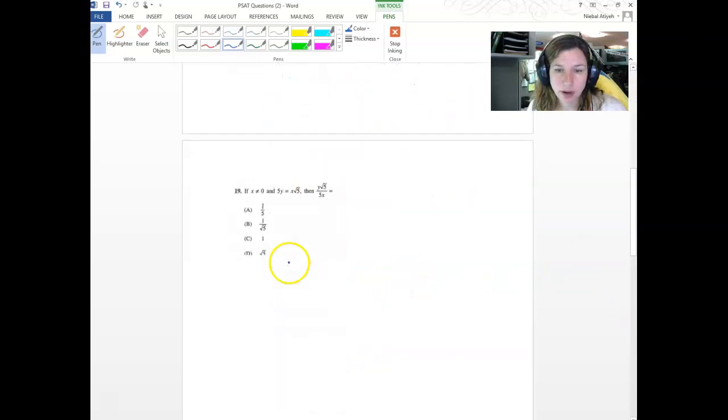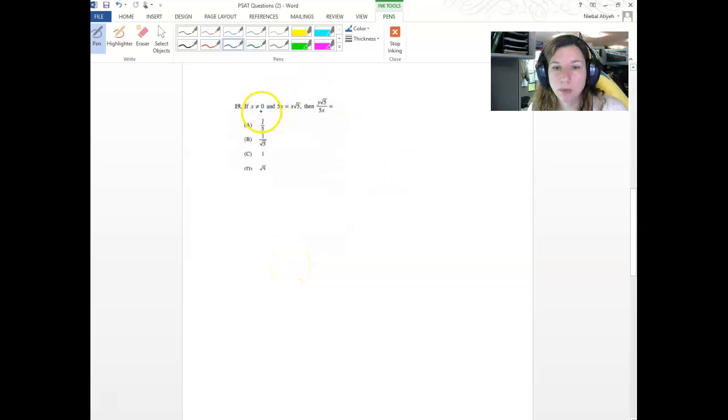Now let's check out the next one. Here we have x cannot be equal to 0. They're just telling you that because we have a 5x in the denominator, and if the denominator is 0, then you can't calculate it, it's undefined. So that's just kind of side information.